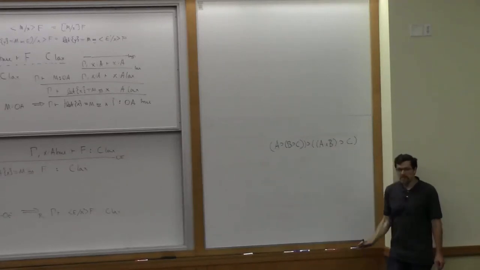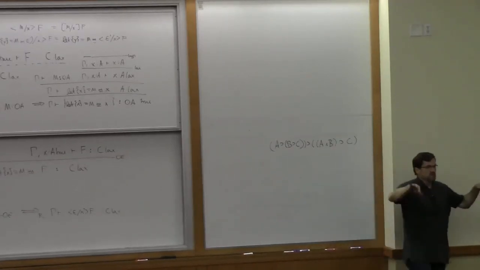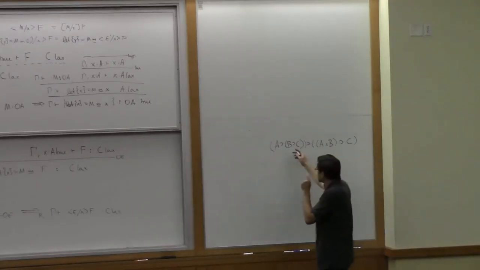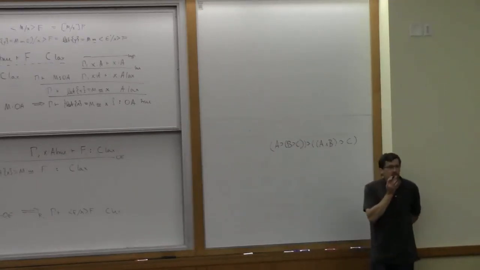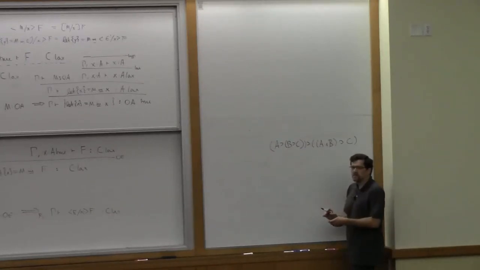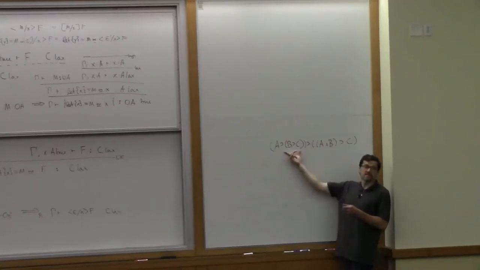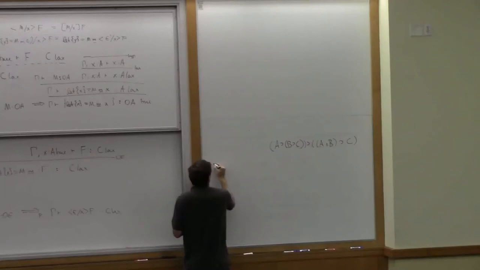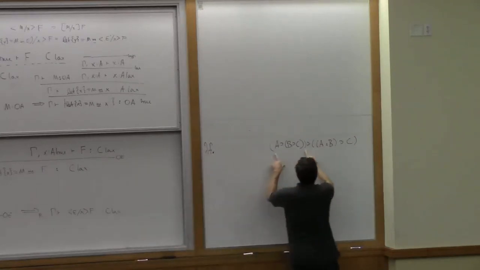So to get a proof of that, I can do two things. I can either use my two-dimensional notation, or I can write a proof term. So let's write a proof term. What is a proof term for this? It doesn't have to be, but morally it should be a function which takes this as an argument and returns that. So it should be lambda f. So f is this type.